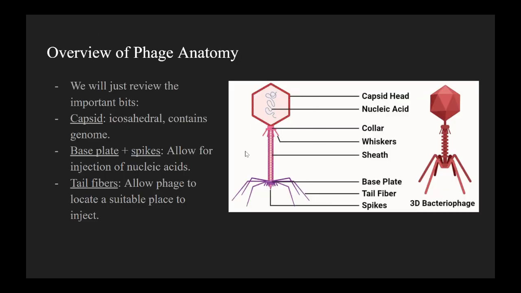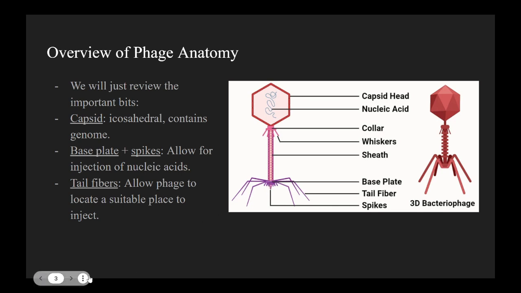So there's a bunch of components here, but I'll just go over the main ones. We kind of talked about viral structure already, but specifically for phages, we have the capsid, just like in the other viruses we saw, which is made of protein, and it contains the genome here. There's also a base plate and spikes at the base here, which help the phage attach and then kind of inject its DNA.